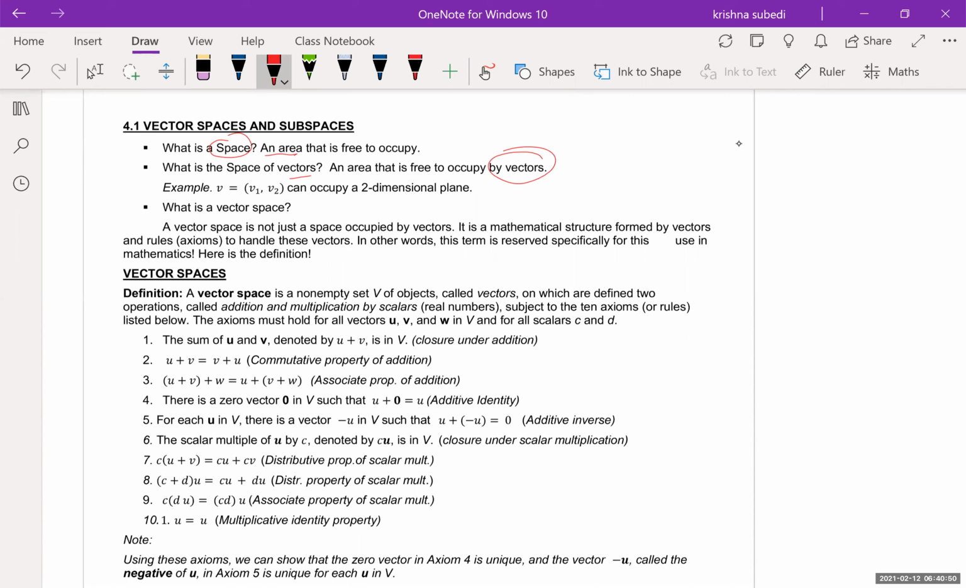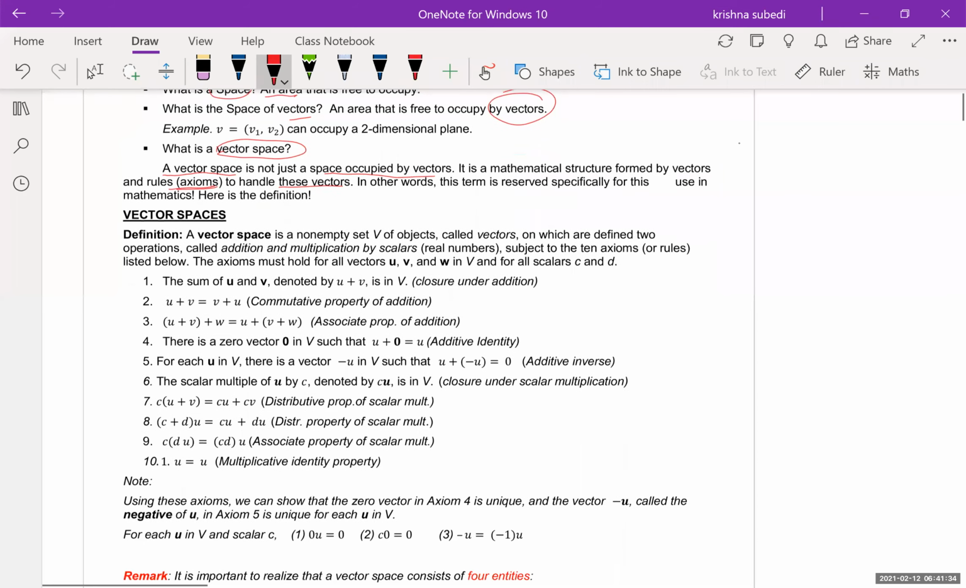But in mathematical language, vector space has a broader meaning. Vector space is not just a space occupied by vectors. It is actually a mathematical structure formed by the vectors and certain rules, which we call axioms, to handle these vectors. So in other words, vector space in mathematics has a much broader meaning.